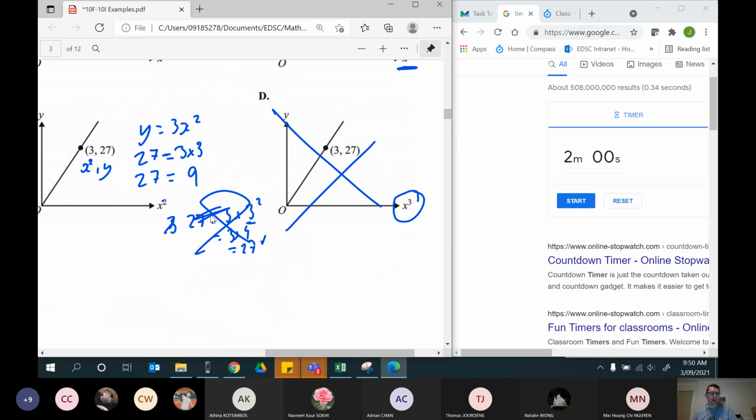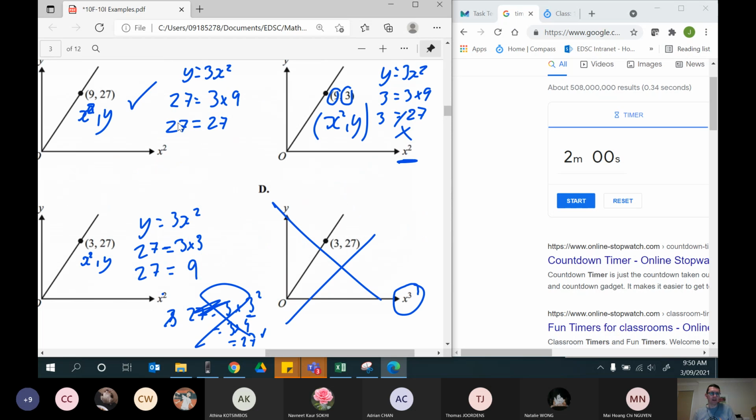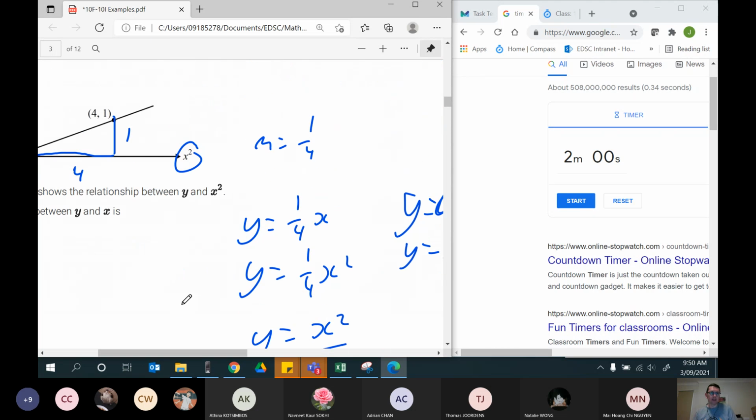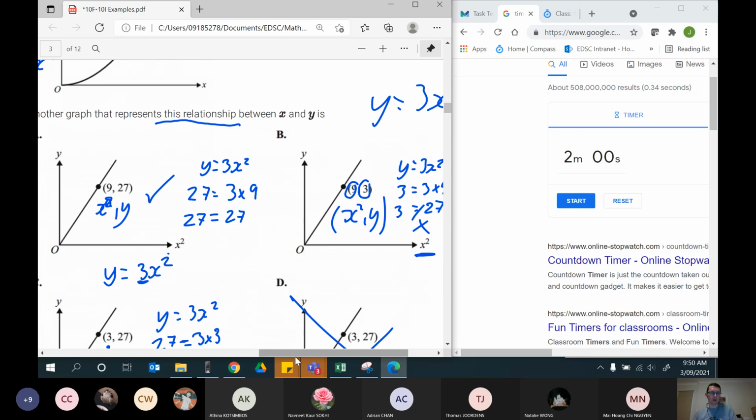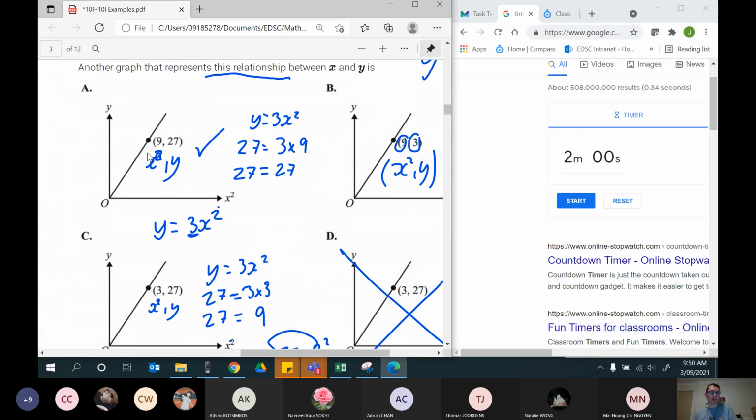Now, another way you could go about doing this is we know that we're looking for an equation that has y equals 3x squared. So again, we're really looking for an equation that has a gradient of 3, if you think about it. Like before, we know that this graph has a gradient of 1/4 and it's y equals x squared. So we're looking for a gradient of 3. Which one has a gradient of 3? Well, my rise over my run on here is 27 on 9. That equals 3. Therefore, that is y equals 3x squared.